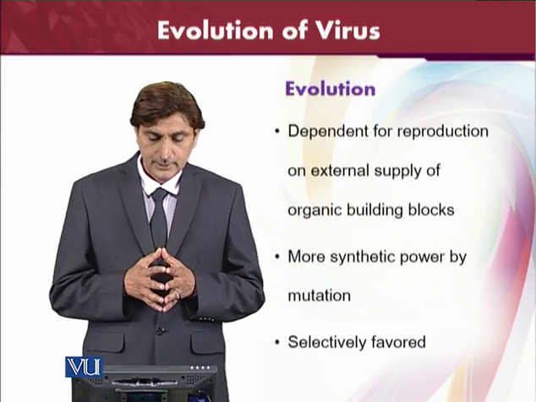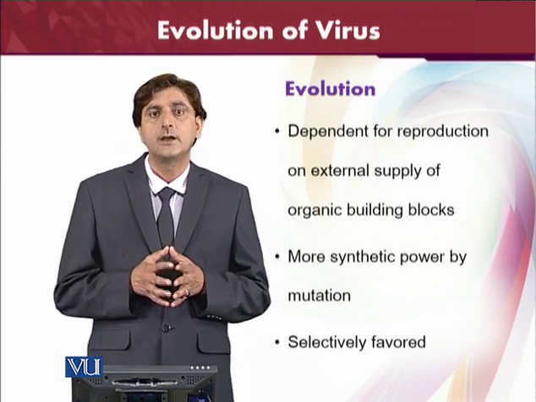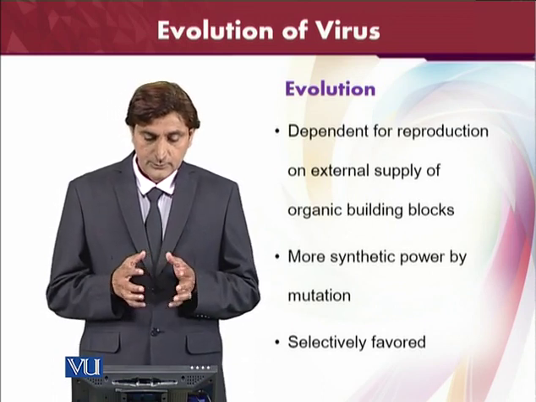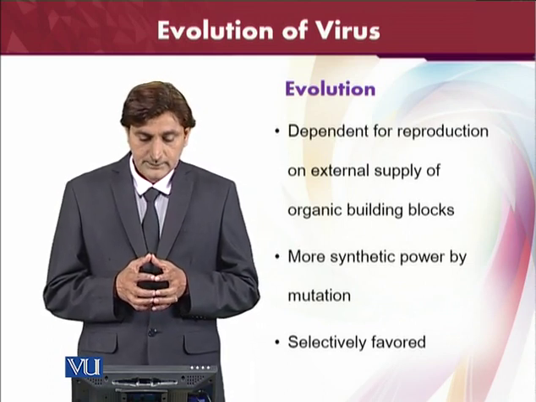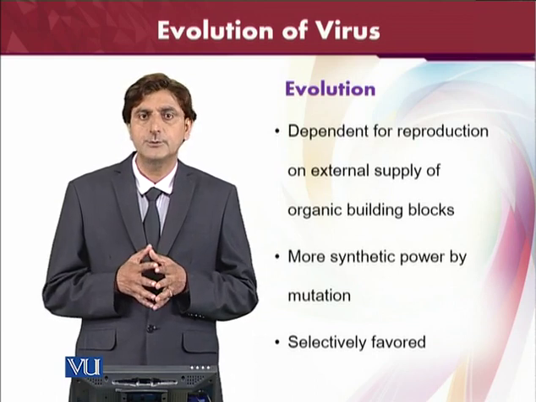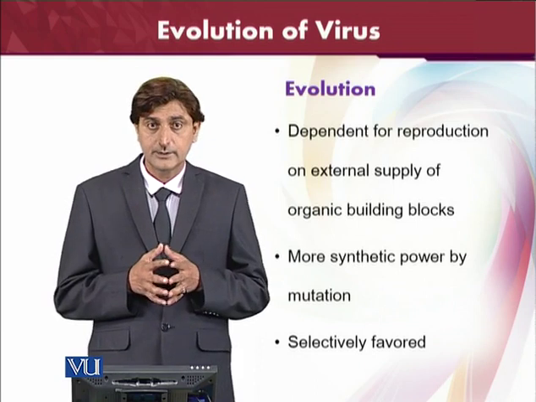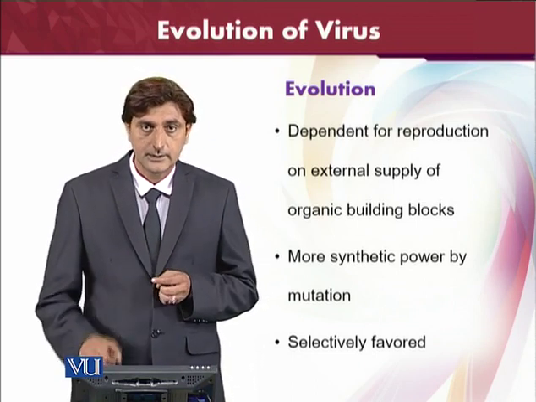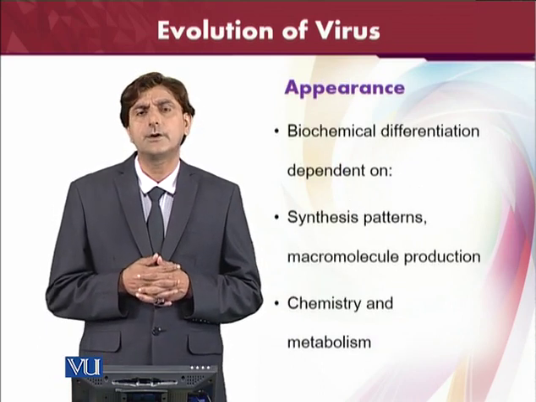Then the evolution was dependent on the reproduction of the external supply of organic building blocks. Organic building blocks are very important constituents of life, so it was dependent on the external supply. And then more synthetic power by mutation is also very important. Then selective favoration by nature is very important for the early forms of life. Then the appearance, how the early forms of life appeared.